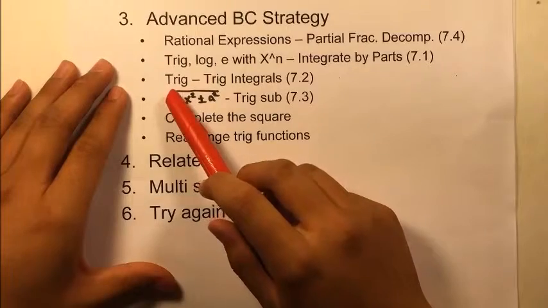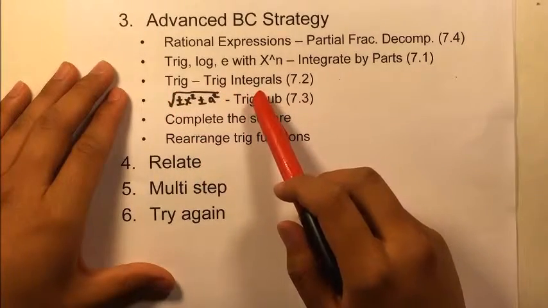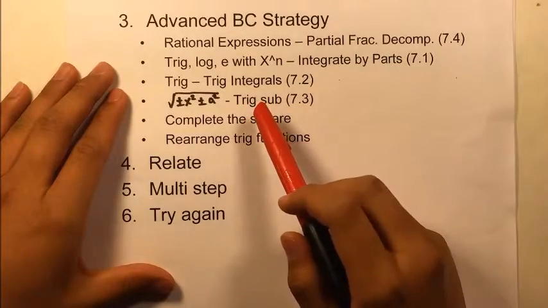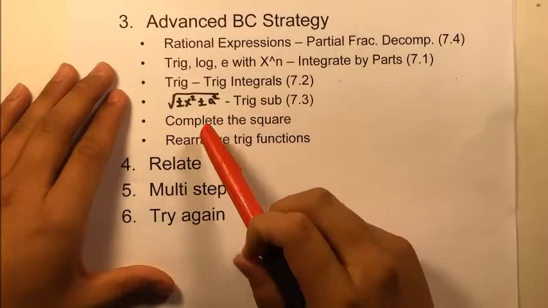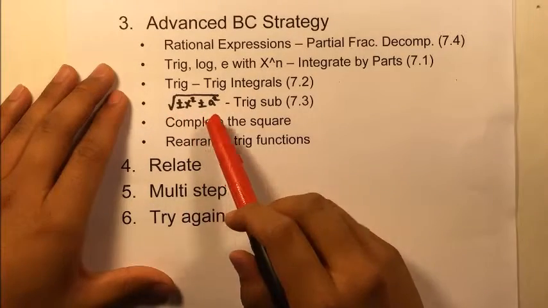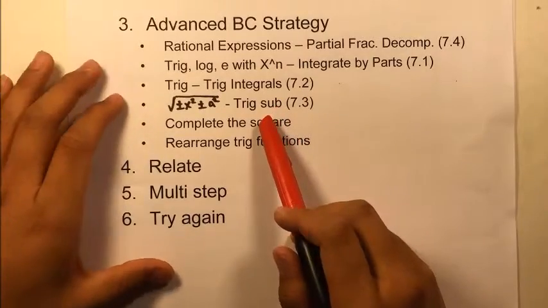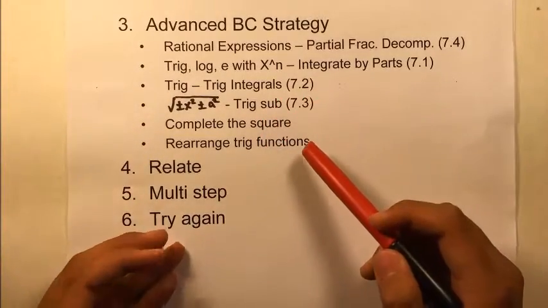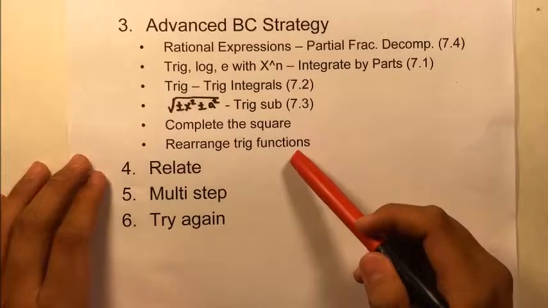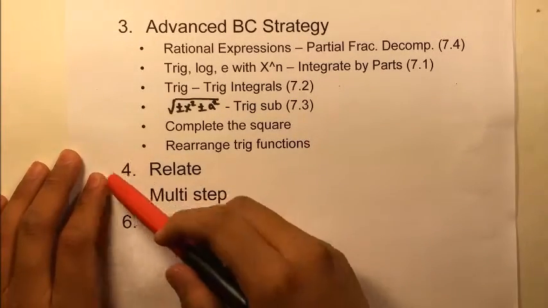Now, if it's a trig function, we're going to use the trig integrals that we learned in 7.2, along with our power reduction, double angle and half angle formulas. If it's in the root, in this form, you're going to use one of our trig substitutions that we learned in 7.3. And again, at this point we want to rework it and use some of the earlier strategies, because after we've tried, maybe we can go another direction.